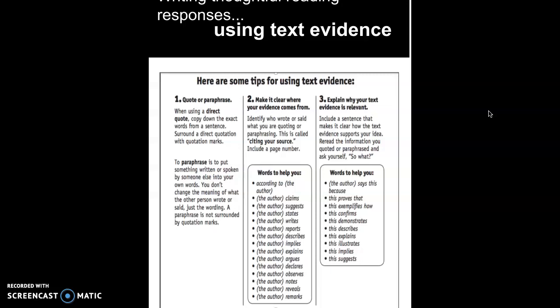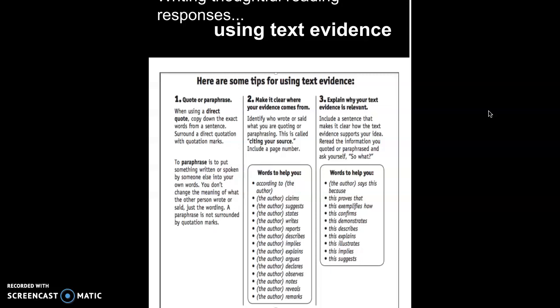The second tip, make it clear where your evidence comes from. Identify who wrote or said what you are quoting or paraphrasing. This is called citing your source. Include a page number. Words to help you, following things like, according to the author, or the author claims, suggests, states, writes, reports, describes, implies, explains, argues, declares, observes, notes, reveals, and remarks. These are all words to help guide you in stating your evidence.